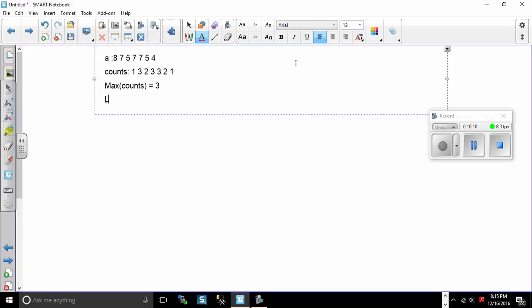Then we look where 3 occurs. Next we look up where 3 occurs in the counts and find the corresponding values.